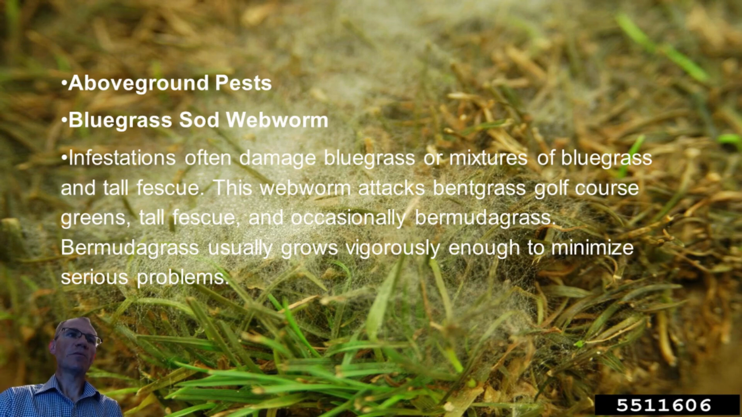Above ground pest, bluegrass sod webworm. Infestations often damage bluegrass or mixtures of bluegrass and tall fescue. This webworm attacks bentgrass, golf course greens, tall fescue, and occasionally Bermuda grass. Bermuda grass usually grows vigorously enough to minimize serious problems.